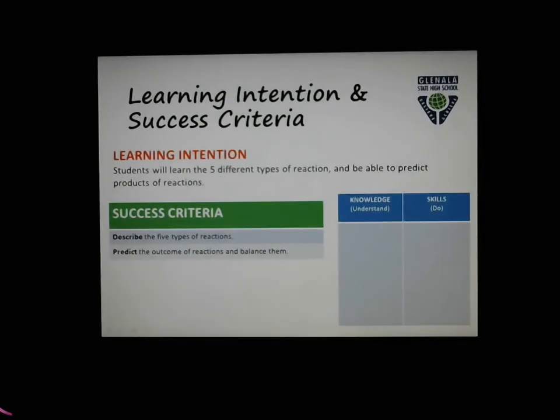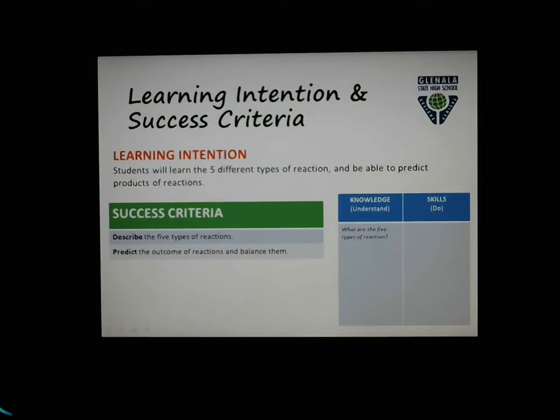Here's our learning intention and our success criteria. You can see it's a little bit shorter than our usual ones. But here to learn the 5 different types of reaction and predict products of reaction. And there are 2 success criteria there. So I'll give you a second, fill in your KS table, see what you come up with. Okay then, so if you're still working, give it a pause, otherwise let's go through them.